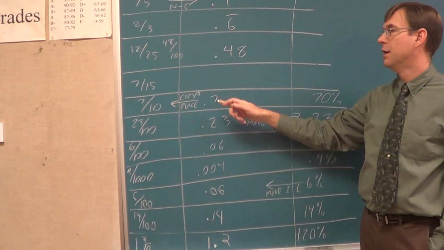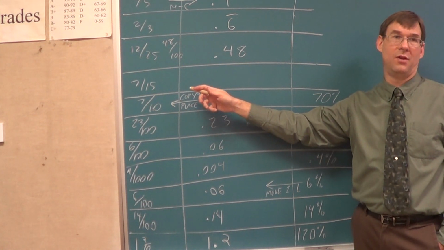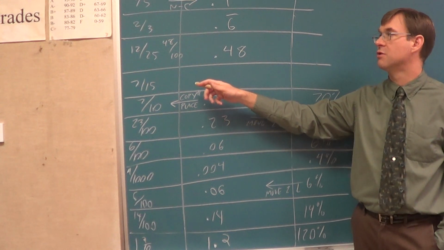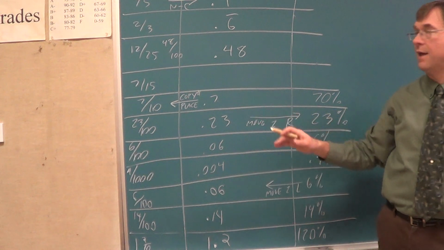Is 7/15 on the chart? No. Can you name changer it? No. 15 won't go into 100, so you're stuck. What's our always going to work way out? Box the top. Divide the bottom into the top.